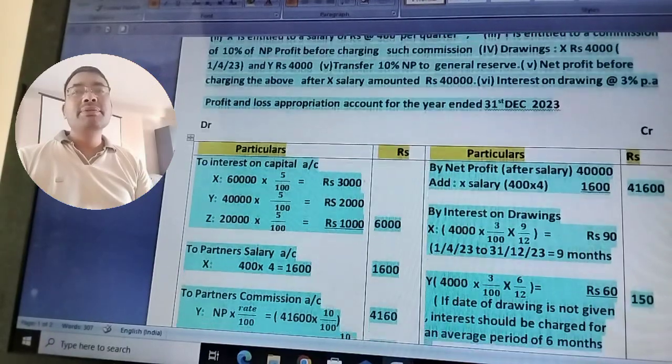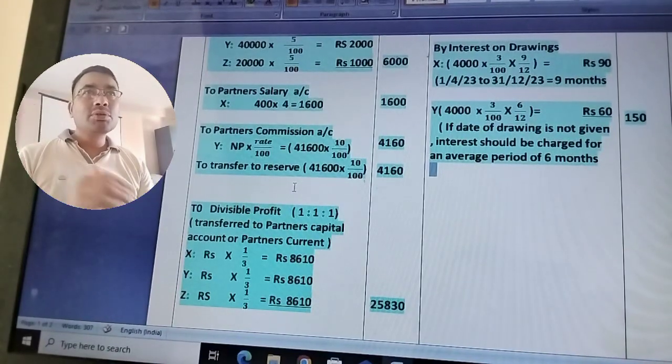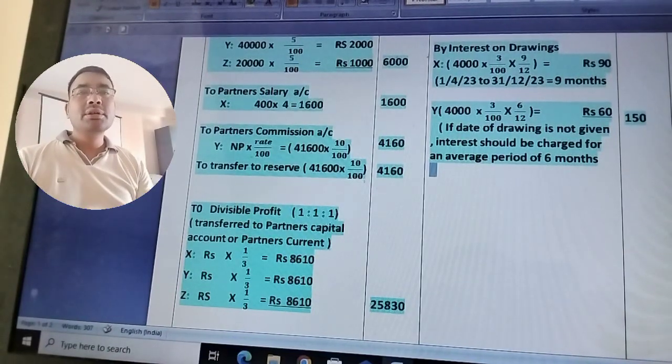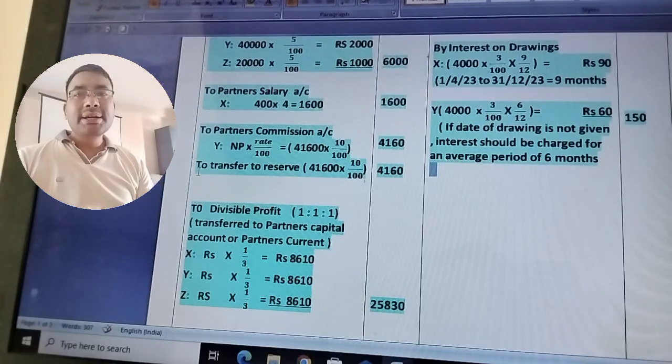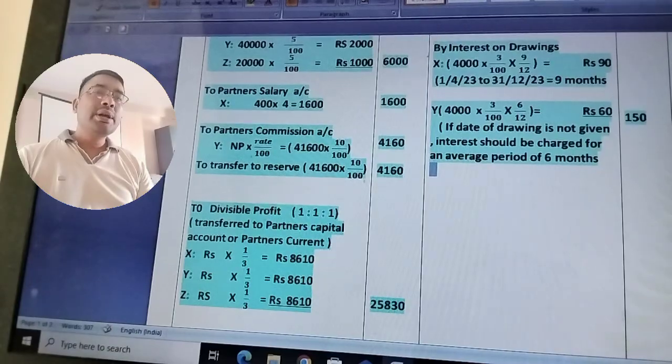Transfer 10% of net profit to general reserve. So we are transferring a certain amount of net profit to general reserve. It will again appear on the debit side. We have to write transfer to reserve, but it will not be transferred to any person's name. It is 10% of net profit, so net profit into rate by 100. Net profit is 41,600 into 10 by 100, it gives you 4160. So commission is also 4160 and transfer to reserve is also 4160. So we are almost done.